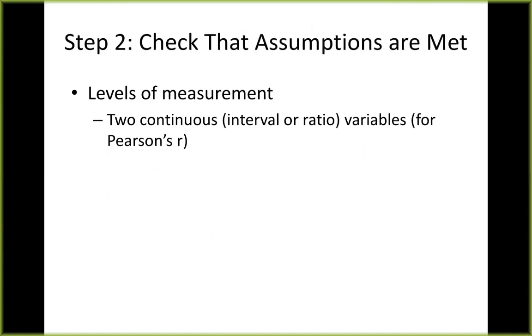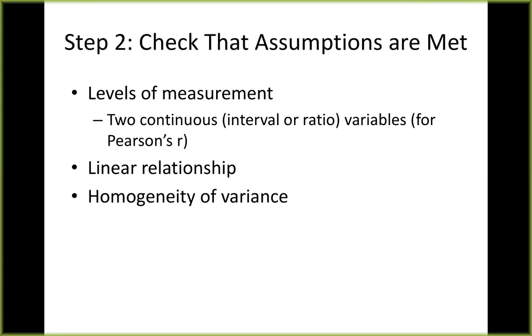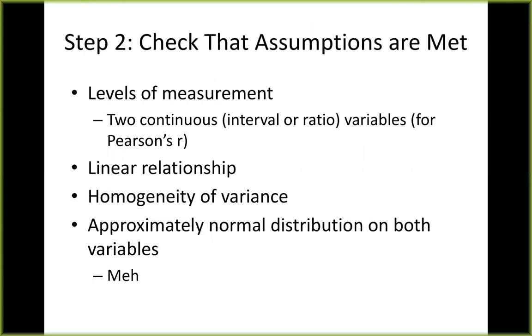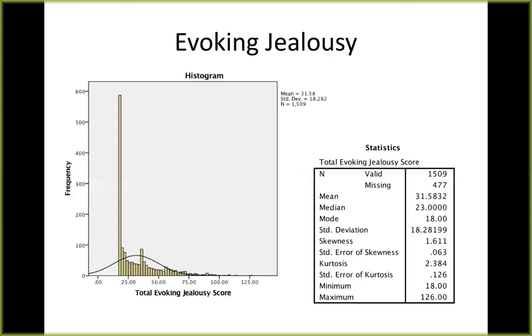So for our data, we have two continuous variables. We have a linear relationship, which I'll show you in just a second on the next slide. We'll check for homogeneity of variance, and then we'll look at the distribution on both variables. Cognitive jealousy we've looked at before. We said it's pretty fine, even though there's a little bit of skew on that, but it's not terrible, and we have a pretty big sample.